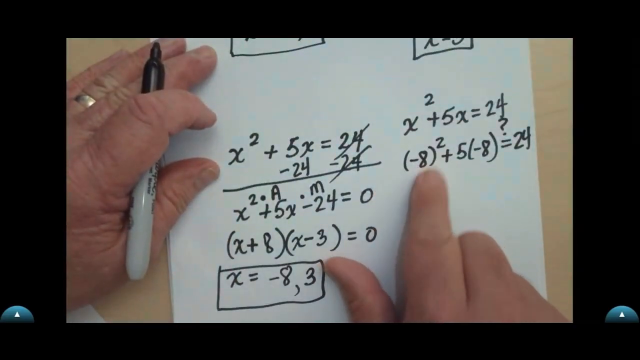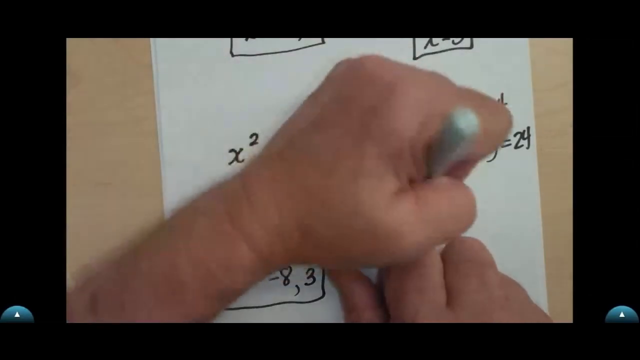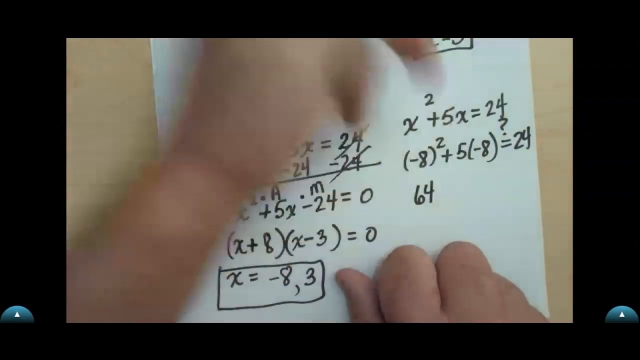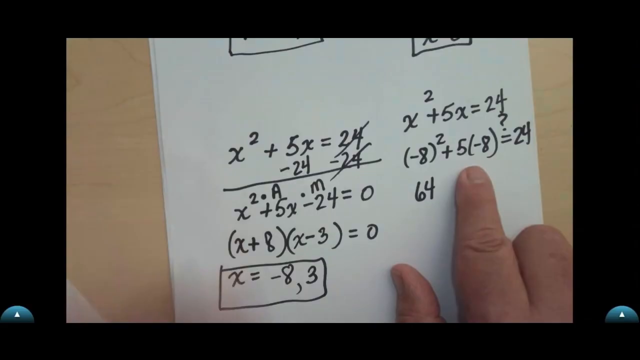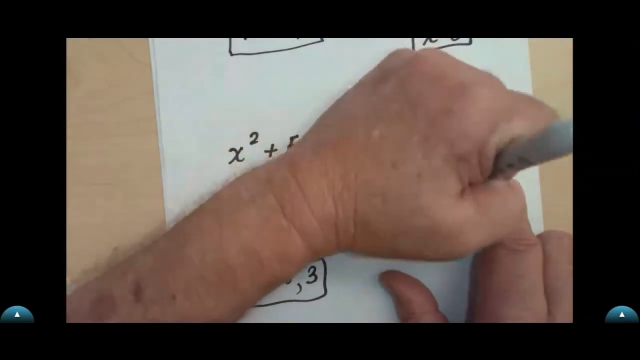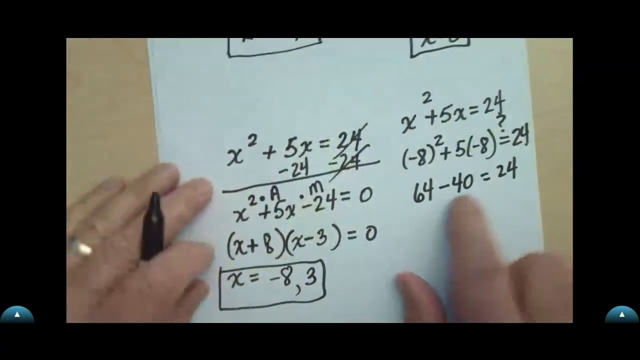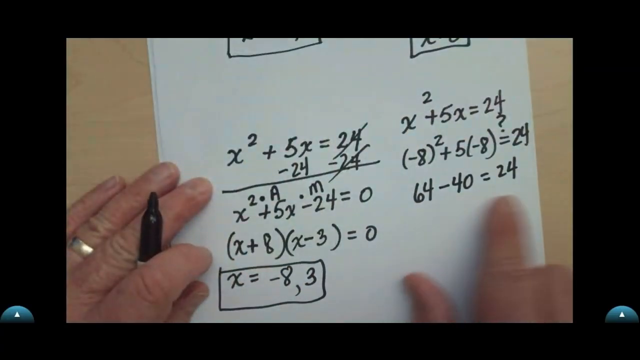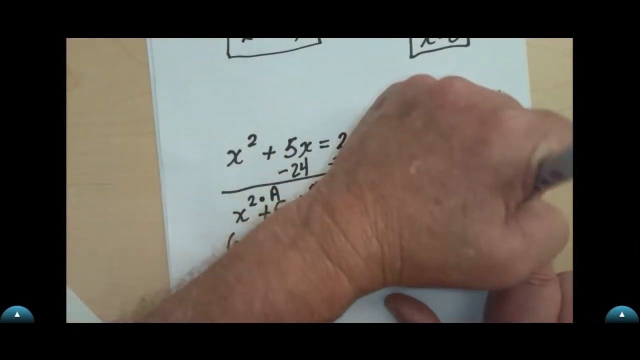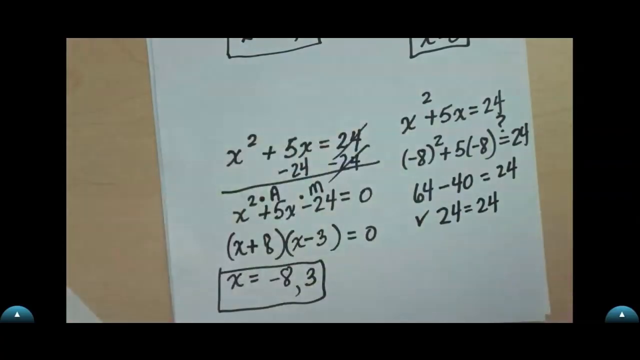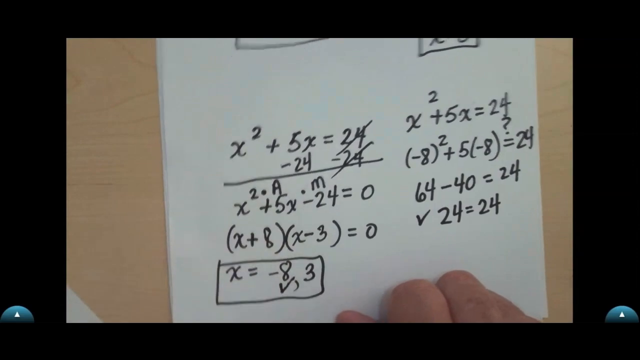Well, negative 8 squared means negative 8 times negative 8, and that is positive 64. And then positive 5 times negative 8, isn't that negative 40? And I get 64 minus 40 equals 24. And of course, 64 minus 40 is equal to 24. That's a true statement. 24 is equal to 24. So negative 8 really is a solution to that original equation.